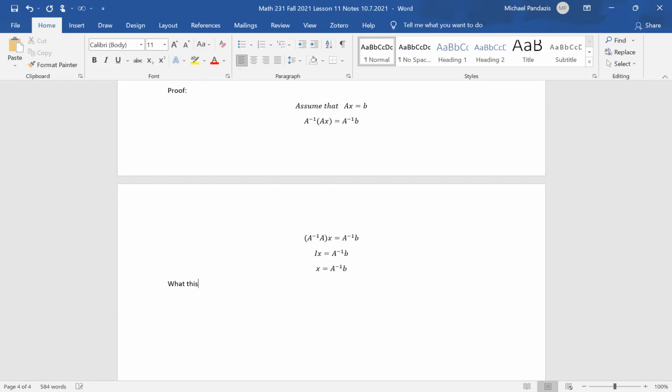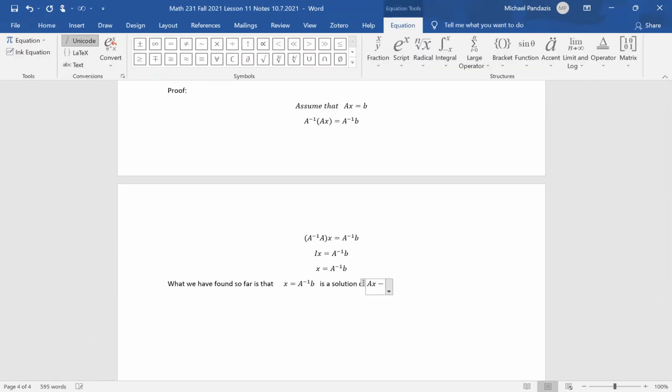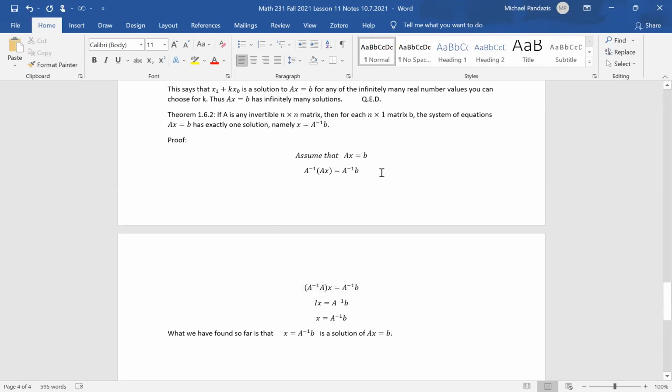What we have found so far is that X equals A inverse B is a solution of the linear system AX equals B. Okay, so you can just reverse that and get rid of the assumed.